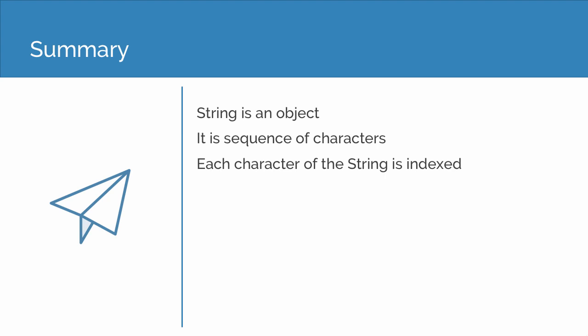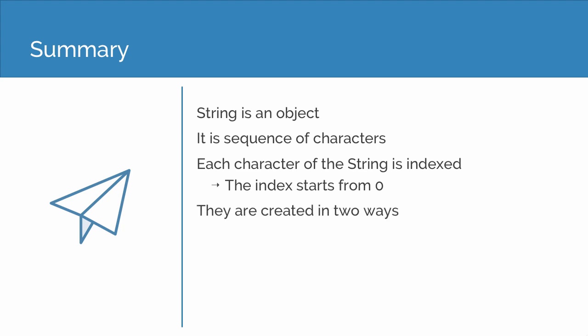So finally we have reached the end of this topic. In this topic we learned that the string is basically an object, and a typical string in Java is the sequence of characters, and each character present inside the string is indexed. That is, the index starts from 0, 1, 2 and goes on till the end depending on the size of the string. And the strings are created in two ways.